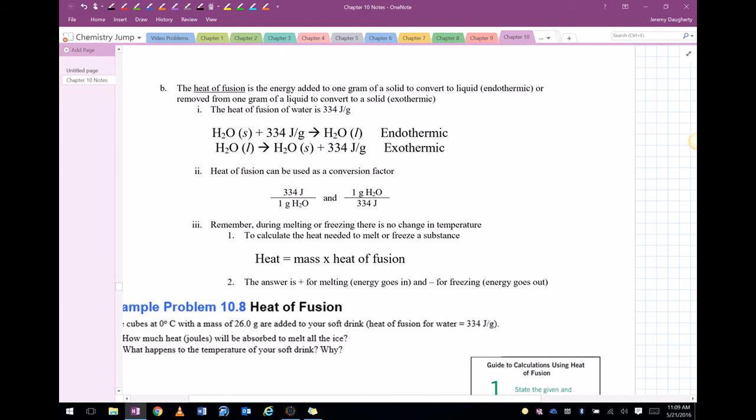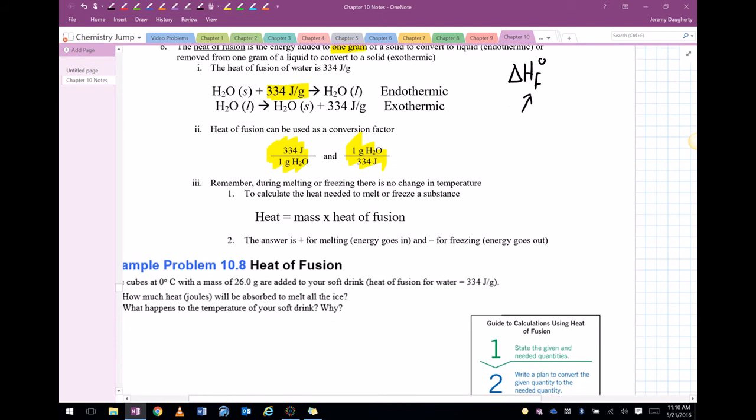Now the heat of fusion, which is often shown as delta H_f, where f is for fusion. Okay, we already looked at delta H before. The heat of fusion is the amount of energy it takes to melt 1 gram. So go from solid to liquid. So here is solid ice. It takes 334 joules of energy to convert 1 gram of ice to 1 gram of liquid water. And that heat of fusion can be used as a conversion factor, and you'll see in the sample problems how that happens.